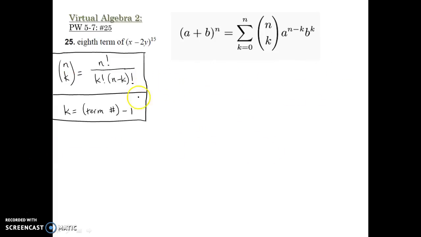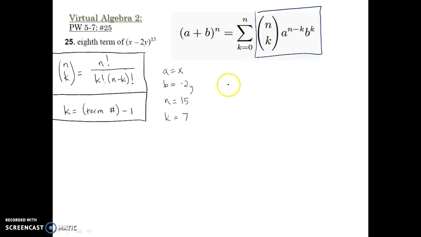Alright, so now let's use this information that we just talked about to figure out the eighth term of x minus 2y to the 15th power. So in this situation, a is going to be x, b is negative 2y, n is 15, and k is the term number minus 1. So we want the eighth term, so k is going to be 8 minus 1, 7. So we need to do just this part right here.